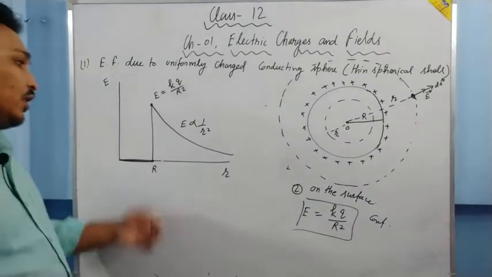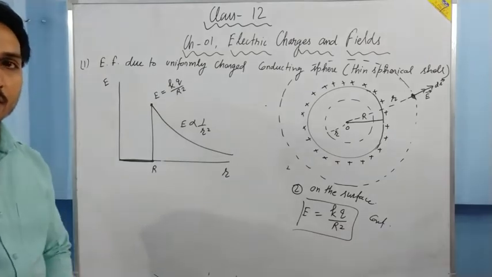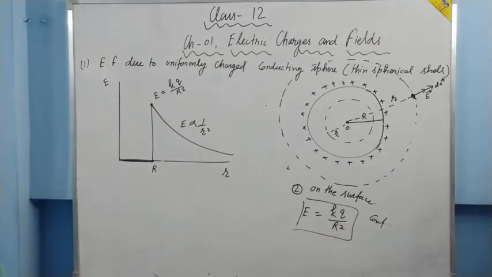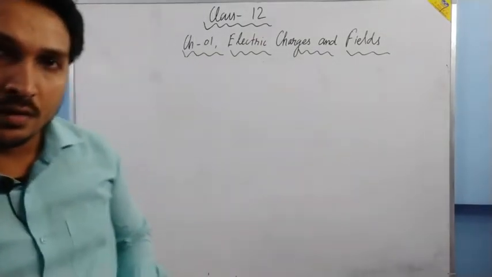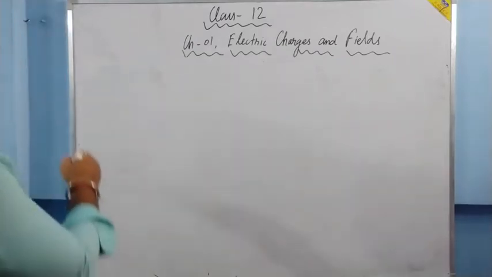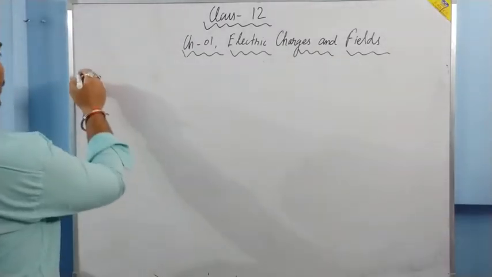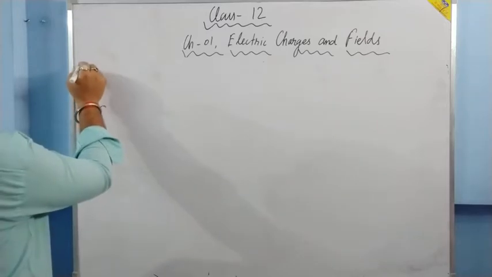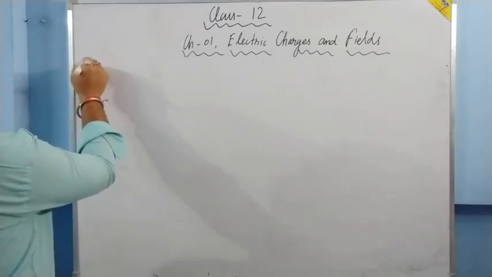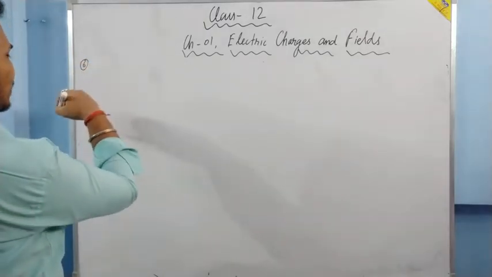So this is how the graph is there. Okay. Now let us move to the next topic. Let us do the last application, and it is the sixth one in the series. Sixth one is the last.